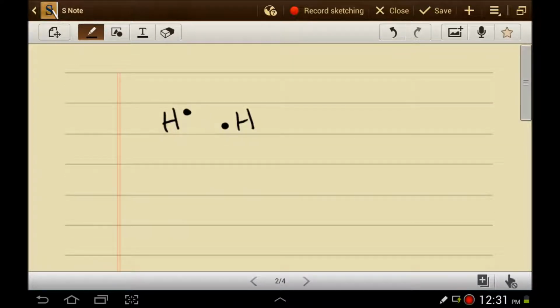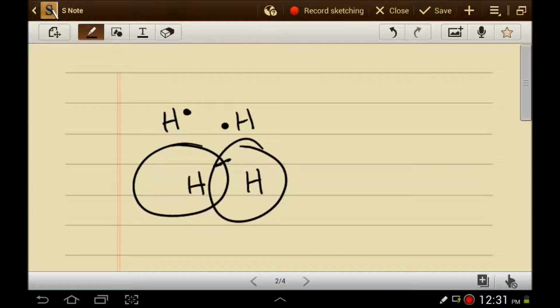When hydrogen bonds to hydrogen, the s orbitals overlap, and that creates the sigma bond. So when their two orbitals overlap, they create a sigma bond.